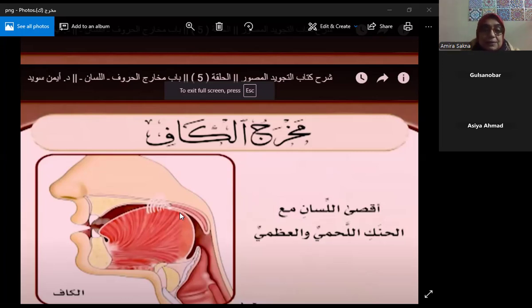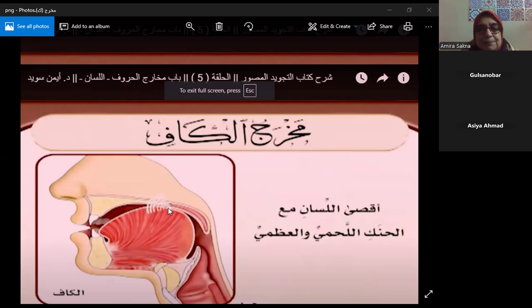Qaf with the soft palate. Kaf in the area between the hard palate and soft palate. This is the red part, the soft. The white part, this light yellow, is the hard. So kaf, back of the tongue with the area in between the hard palate and the soft palate, making full contact, the same. The difference is where it will meet with the area in between the hard palate and the soft palate, making full contact.